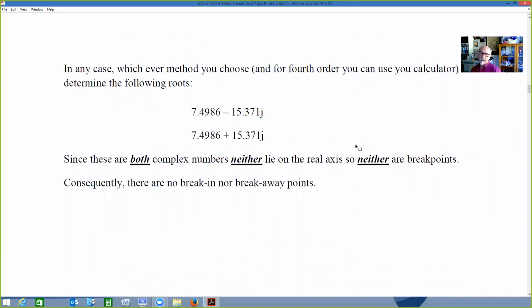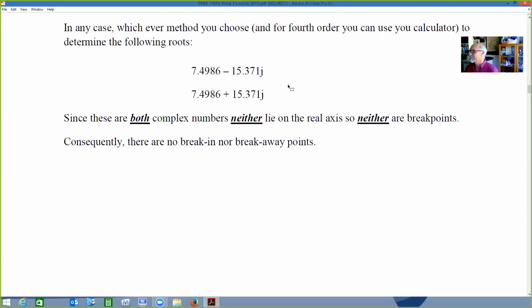So here, we've gone through using the calculator. Since these are both complex numbers, then neither of them lie on the real axis because obviously they're complex. So there's no break points. So that means there's no break-in points and there's no breakaway points.